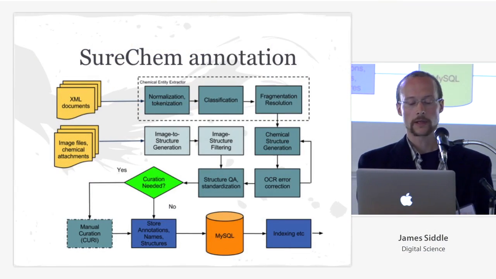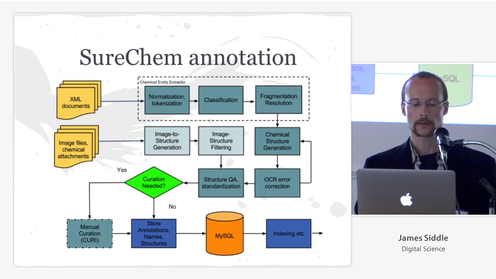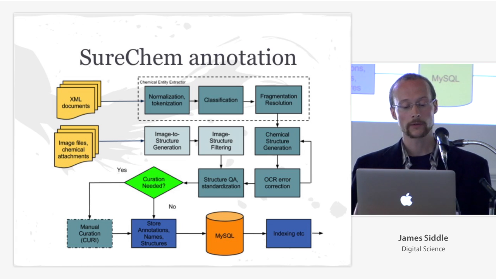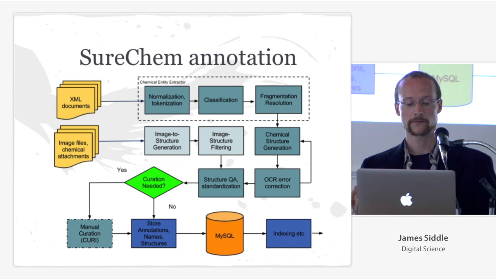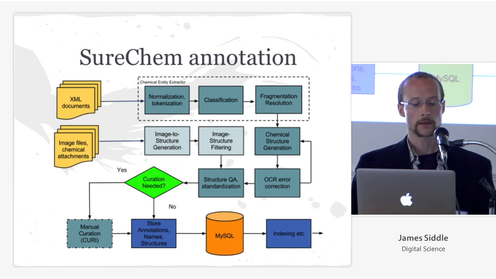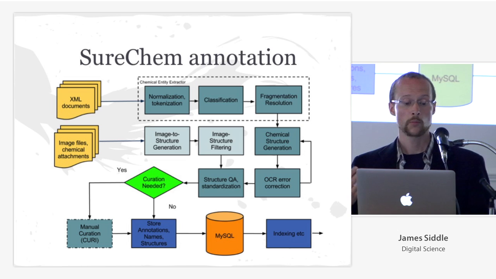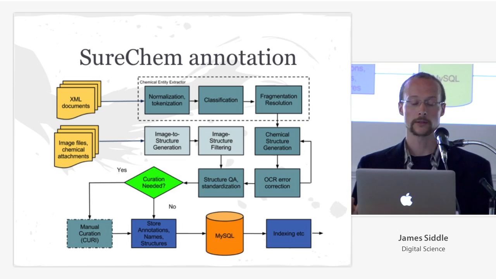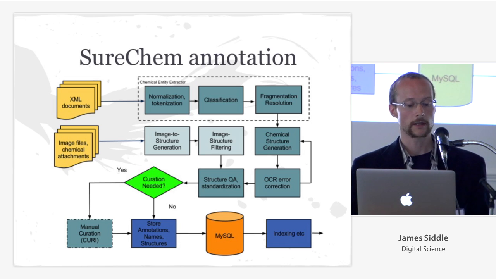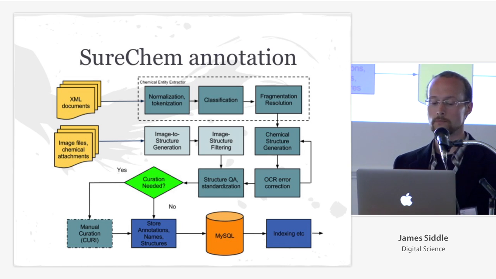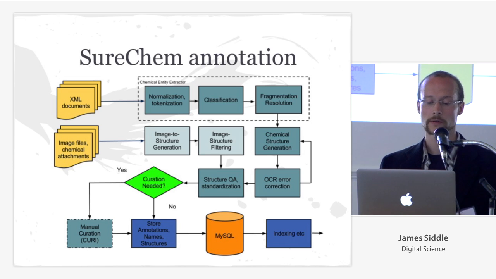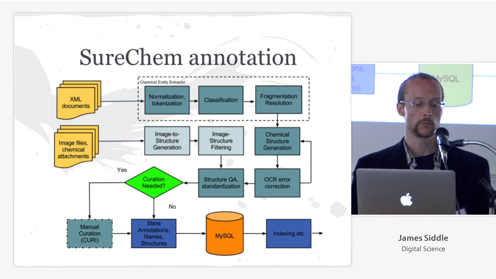Now, in addition to text content, we actually process a second stream of data. That is, we retrieve chemical images and chemical attachments from the patent authorities. So chemical images are just structure diagrams, and the chemical attachments are pre-annotations provided by the patent authorities. And so we detect the chemicals in those images, and we process those chemical attachments. So the point is, we're trying to draw on as many sources of chemistry as we can to provide high coverage, though potentially at the price of precision.